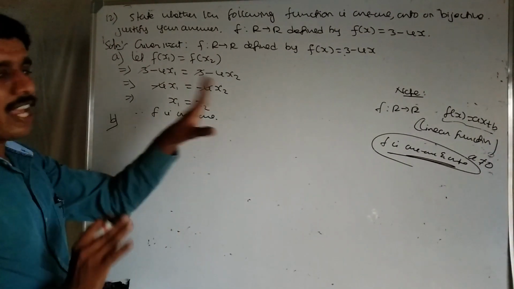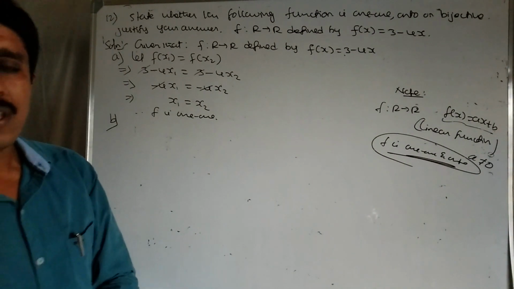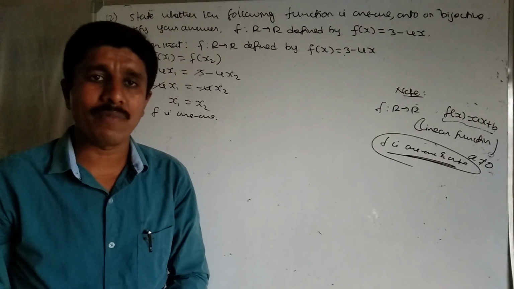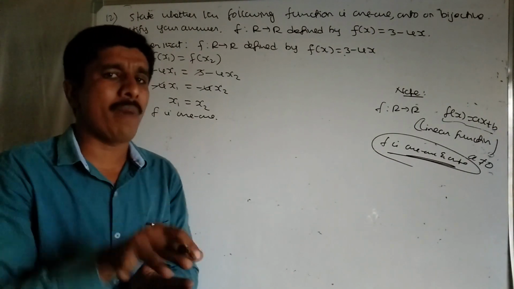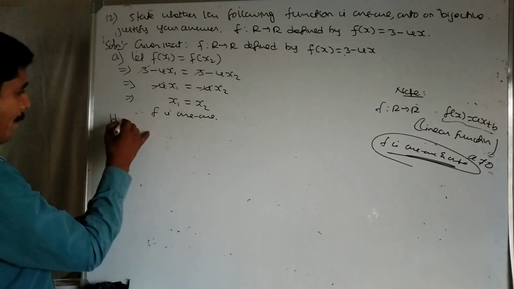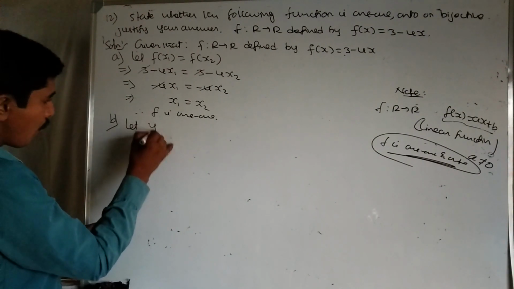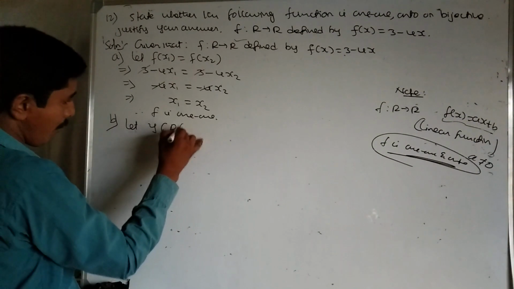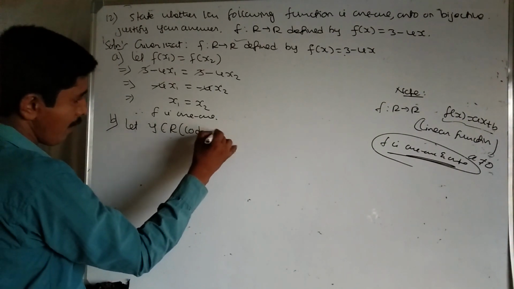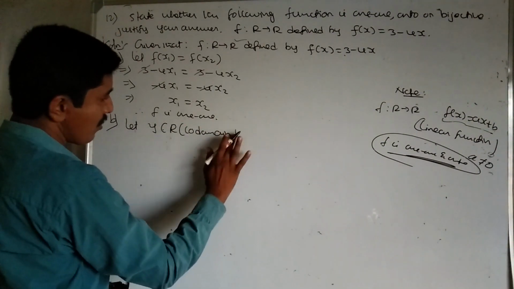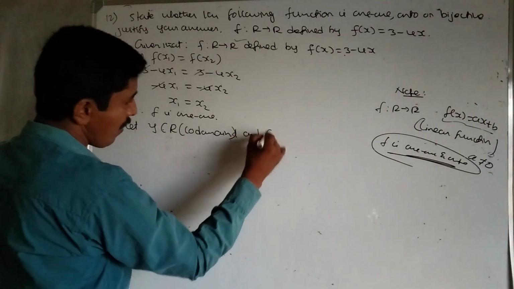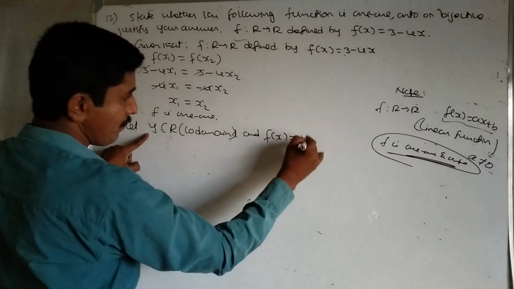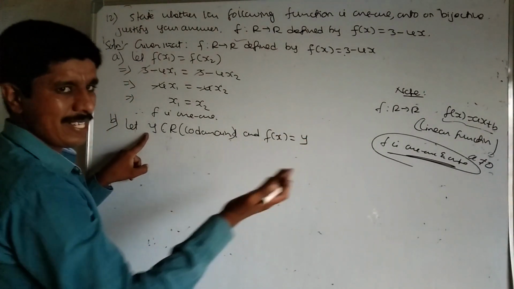So clearly this is a linear function, and now to prove that it is onto. For onto we need to go to the codomain: take an element in the codomain. Let y belong to the codomain R. Mention that codomain R. And f of x equal to the codomain element y. Range means the range is a subset of the codomain.